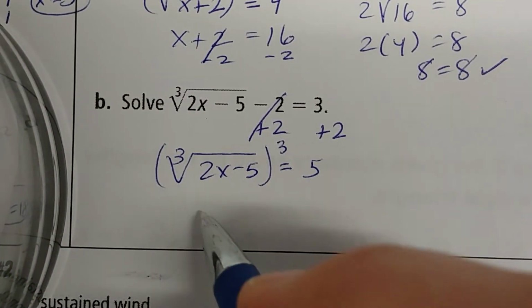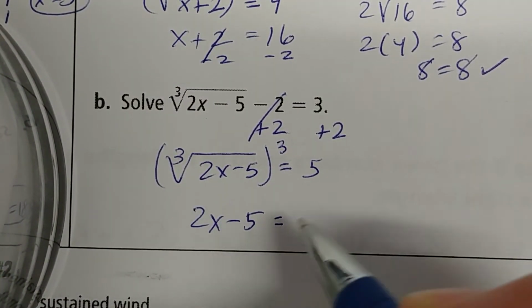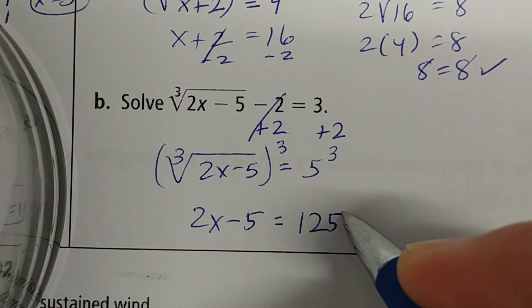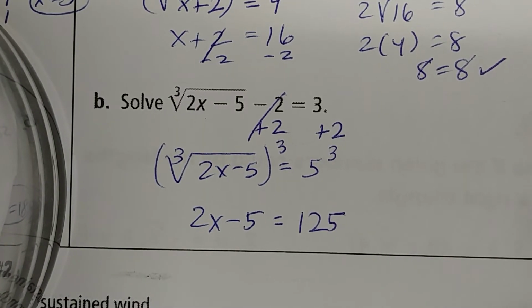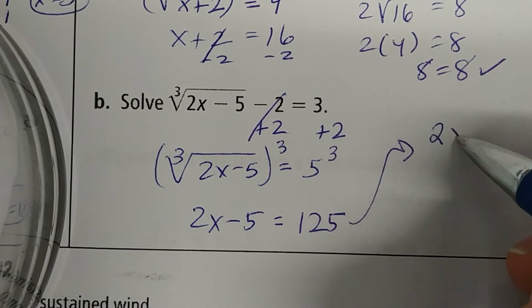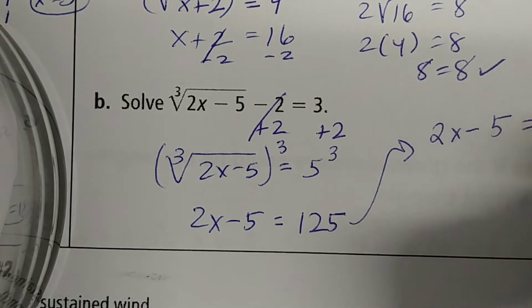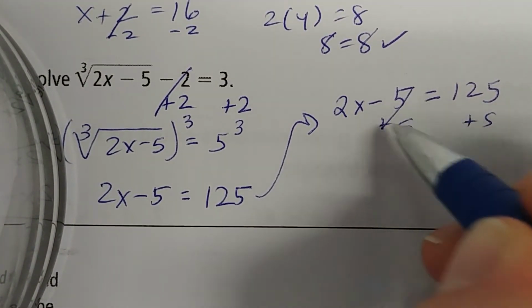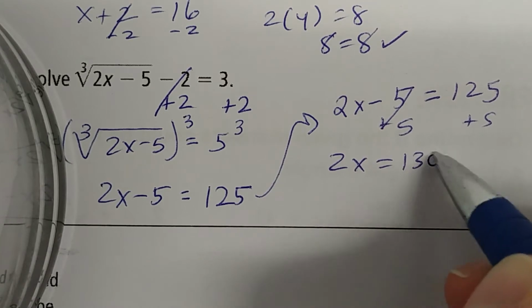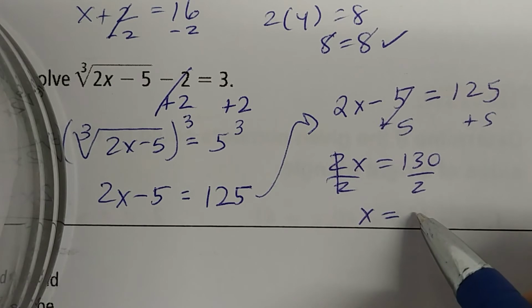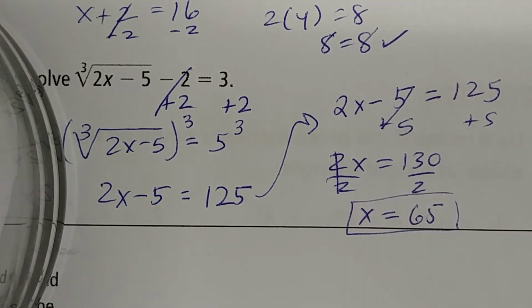These will cancel each other out, but anything I do to one side, I must do to the other. And 5 cubed is 125. If you don't know that, you can use a calculator or you can look at your table of powers. From here, I'm going to add 5 to both sides to start to get my x alone. So I have 2x is 130. If I divide both sides by 2, I'm left with x is 65.